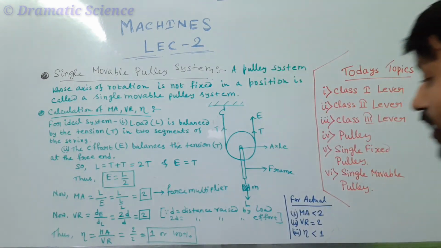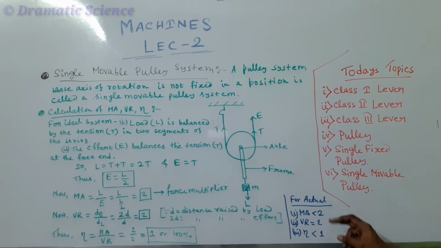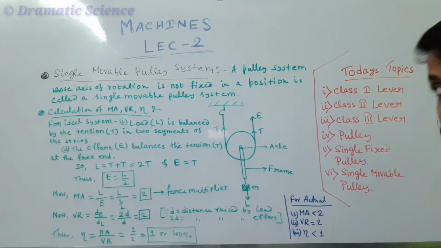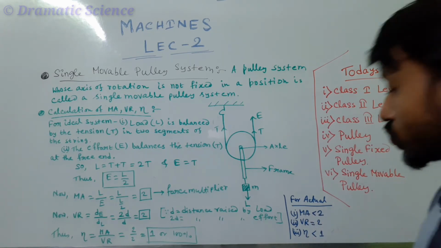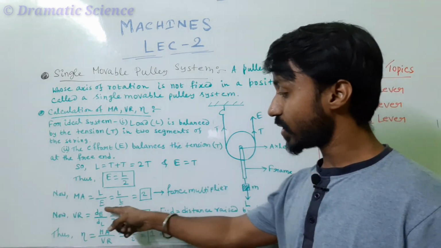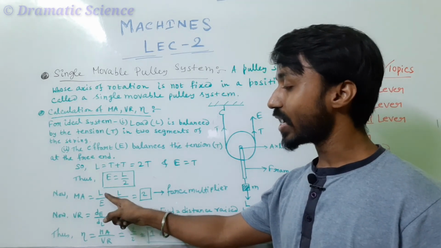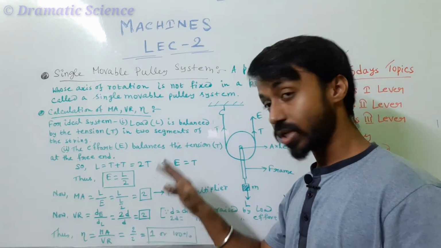That's obvious. Here we have a small thing for the actual single movable pulley system, or you can say real world pulley system, movable obviously. Mechanical advantage is less than 2. Okay, velocity ratio is 2 and efficiency is less than 1. This is so true, that's fine. Okay, mechanical advantage is less than 2 means definitely we need to apply more effort to move the load. That means E should be more, E will be more, L will be less. That's why MA will decrease below 2, it will become less than 2.